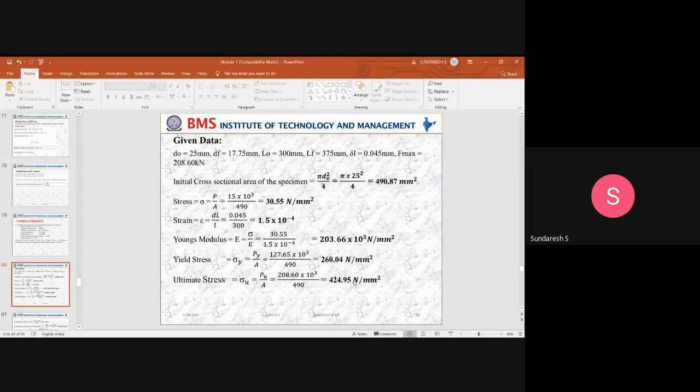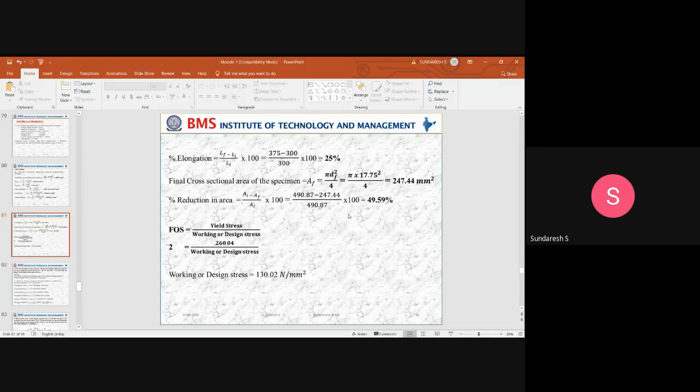Everybody got this answer? If you have any doubts, or if you were not able to get this answer correctly, please interrupt me. Okay. Next, the percentage elongation.